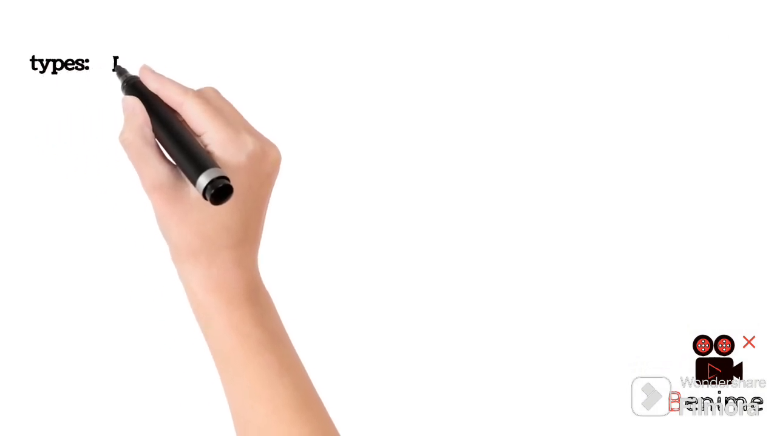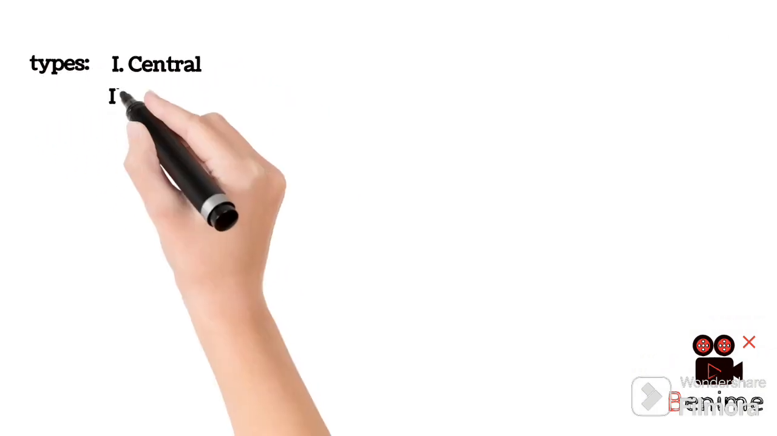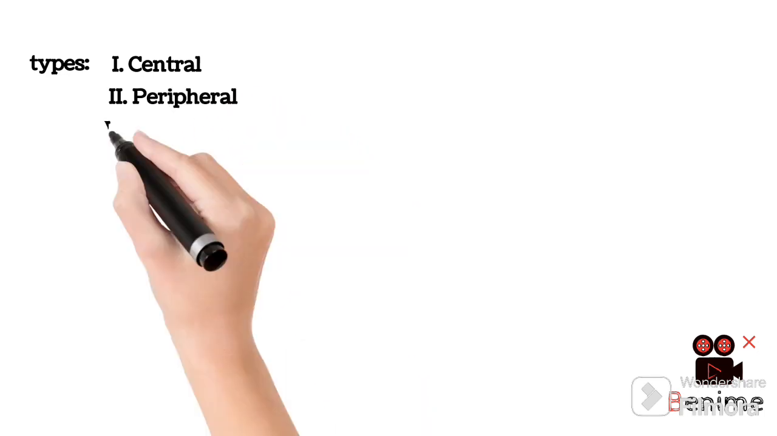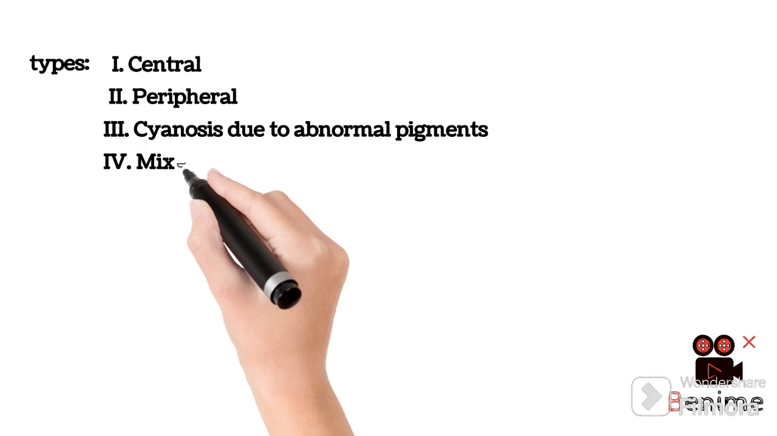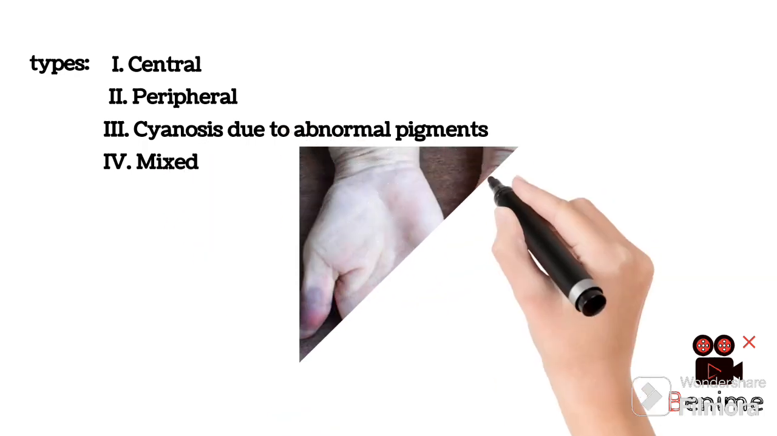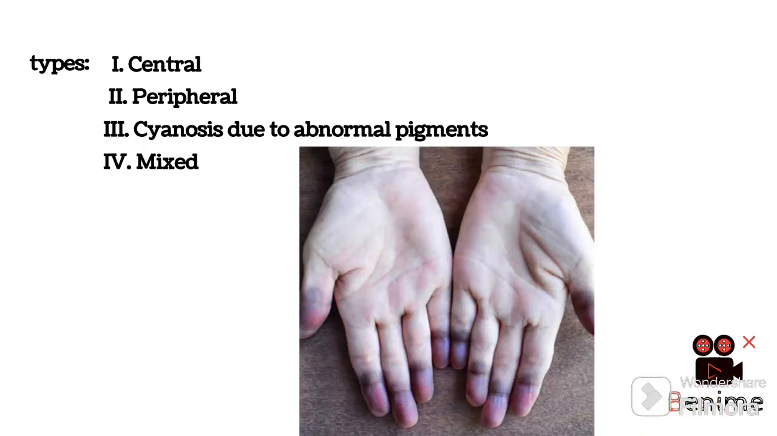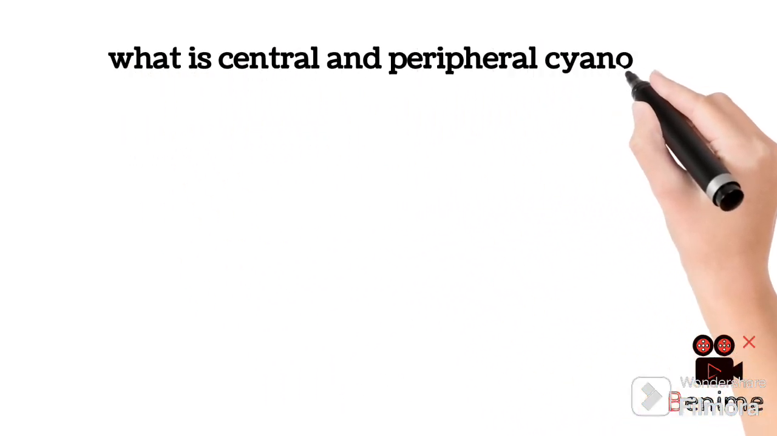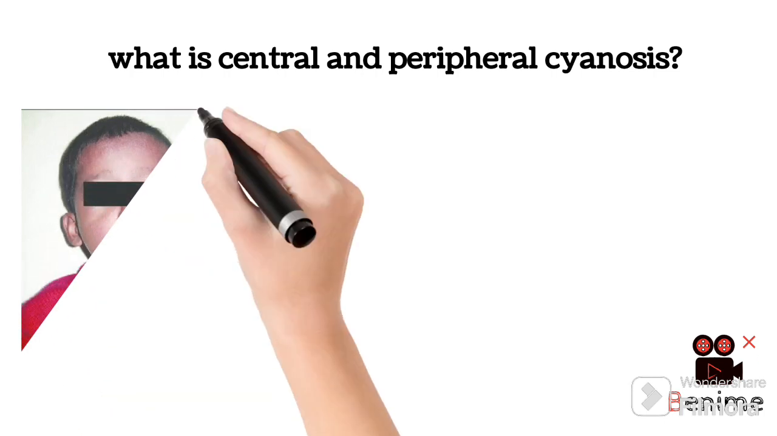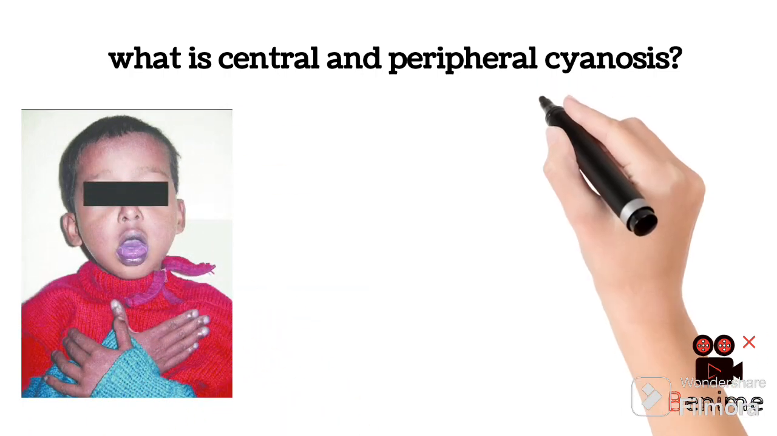Types of cyanosis. First, central cyanosis. Second, peripheral cyanosis. Third, cyanosis due to abnormal pigments. Fourth, mixed cyanosis. You can see the bluish discoloration of fingers. Now, what is central and peripheral cyanosis? Let's see. Also, keep looking at the pictures.